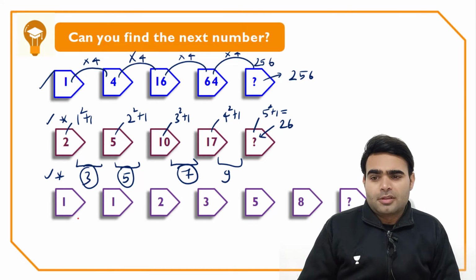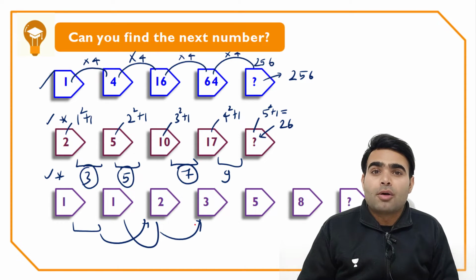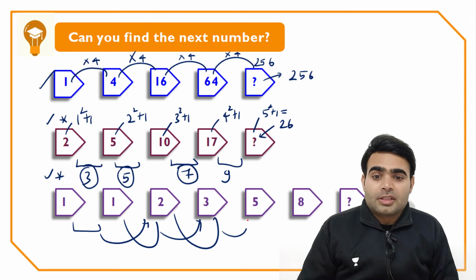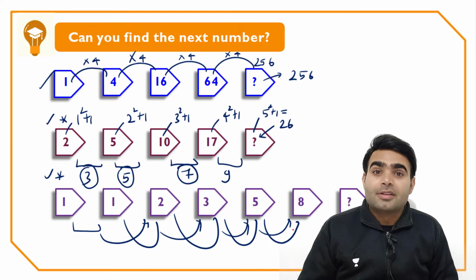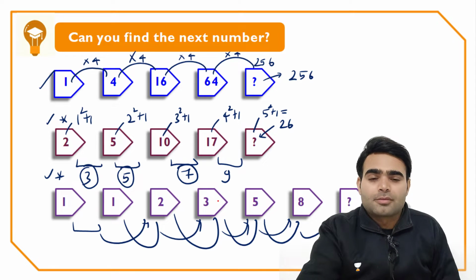Now in the last example, you can see 1 plus 1, that is 2. 1 plus 2, that is 3. 2 plus 3, that is 5, and 3 plus 5, that is 8. So 5 plus 8, that is 13. So our answer for this will be 13. Understood how patterns work? Okay, let us move on.